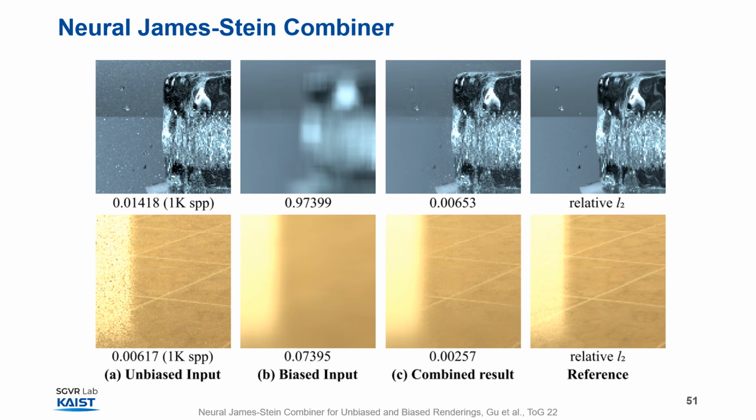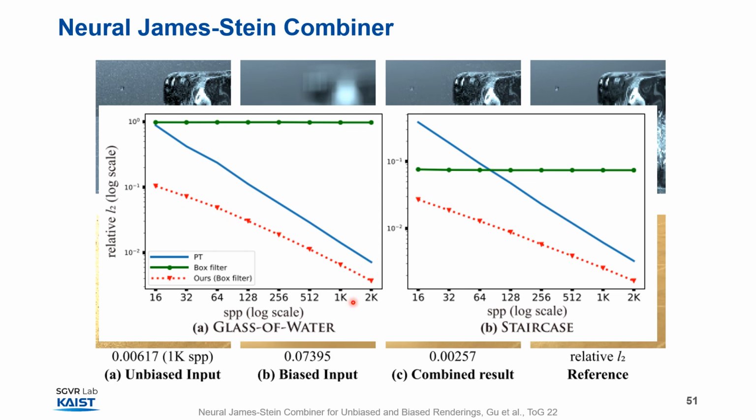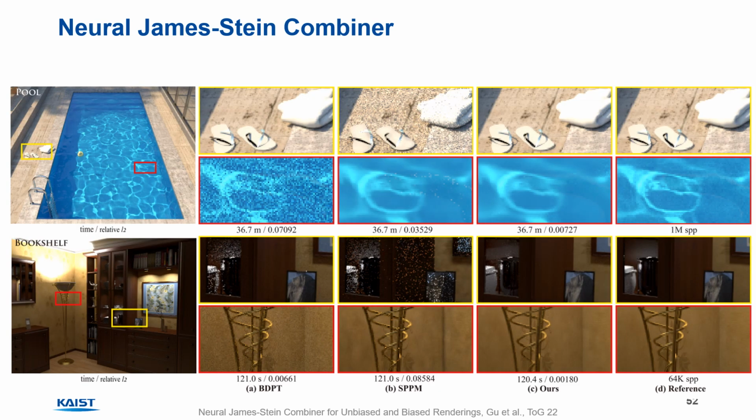The trained neural James-Stein combiner works even in extreme cases like this simple box filter. This simple box filter shows very blurry artifacts, but once it is combined with the path trace results, it enhances the final visual results. Here we can see that the combined results, the red lines, outperform the two inputs on all noise levels. And this work can also be applied to any unbiased and biased method pairs, like bidirectional path tracing and photon mapping, the SPPM, like this figure.